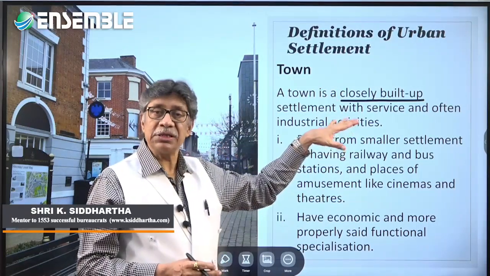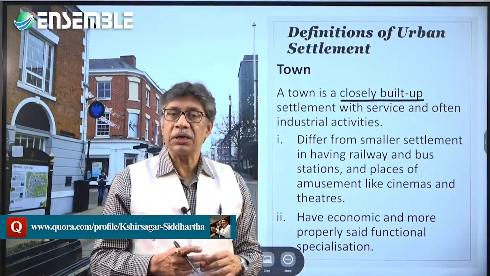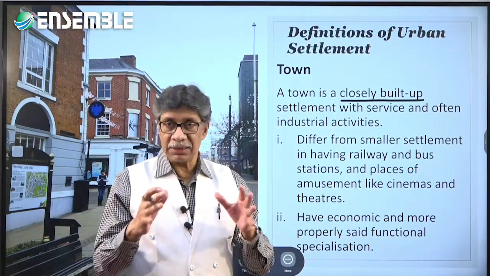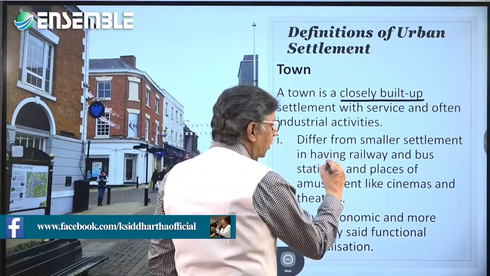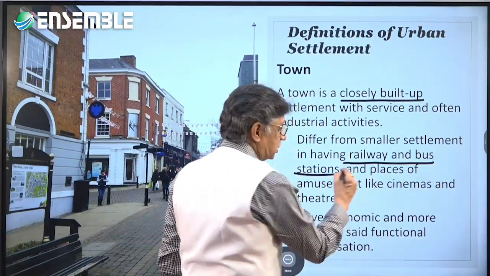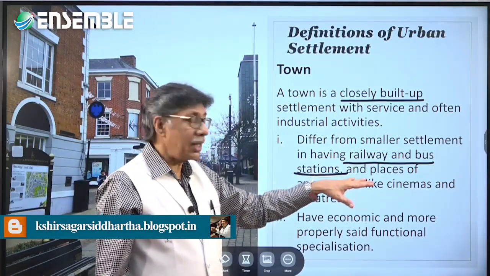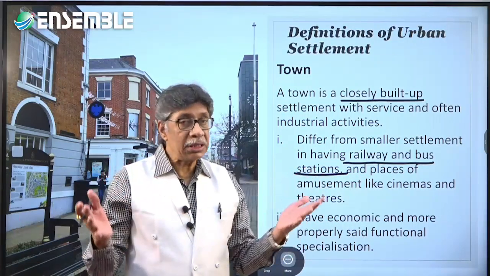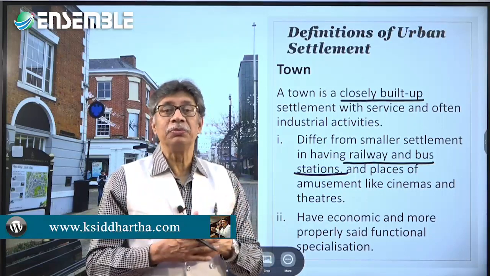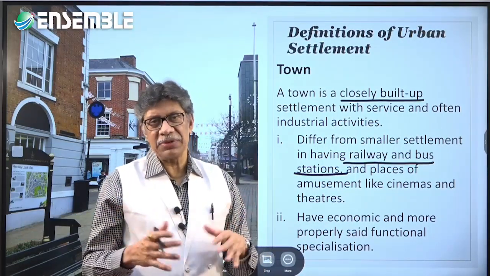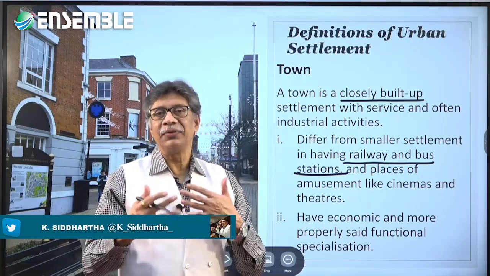So, industrial activities is what we mean by manufacturing. Towns are going to be different from any other center, let's say from a rural area, because they are going to have a railway and a bus station. These are going to make them very distinctive. And of course, because there are going to be a larger number of people, these people are going to be working in a different manner. They will also have places of amusement, which can be a cinema, an amusement park, a theatre, something like a live theatre as well.